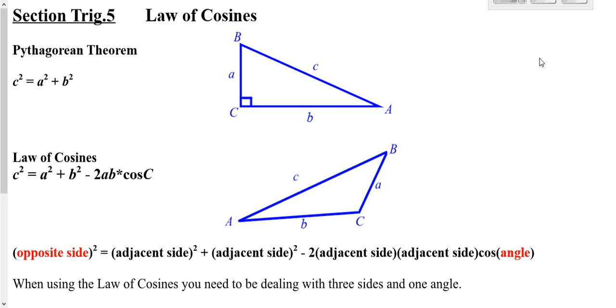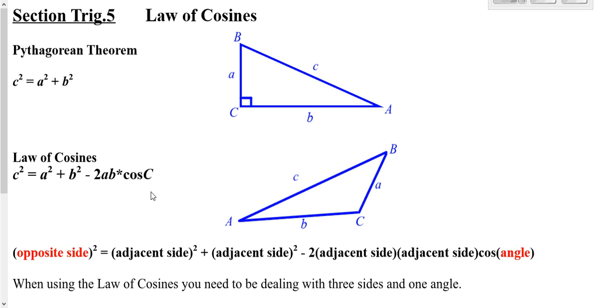We're going to go ahead and talk about the law of cosines today. Most of you are familiar with the Pythagorean Theorem: one leg of your right triangle squared plus your other leg of your right triangle squared equals your hypotenuse squared. The Pythagorean Theorem only works with right triangles. However, the law of cosines will work if it's not a right triangle.